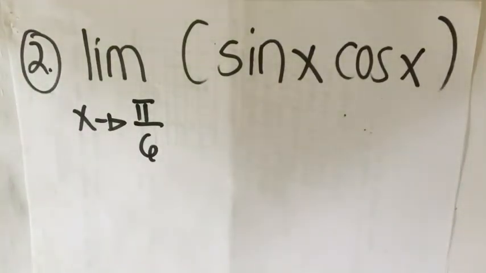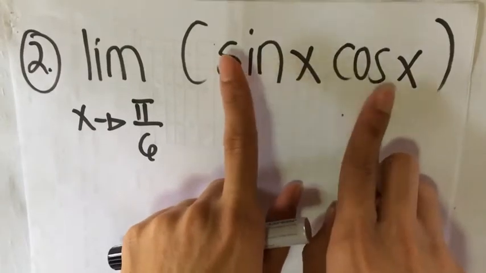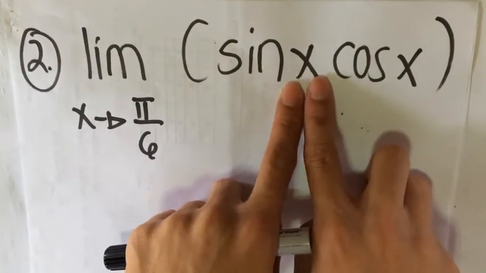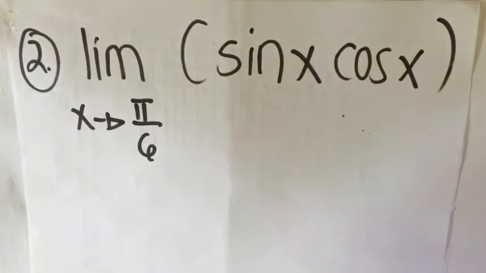Okay, now we are down to example number 2. Example number 2 states the limit of the quantity sine x times cosine x as x approaches pi over 2. How are we going to find the limit? Same thing as in example number 1. We use the direct substitution method. As you can observe, I have here sine x and cosine x. Obviously, they are merged together, so the operation in between is multiplication. We simply substitute that one.